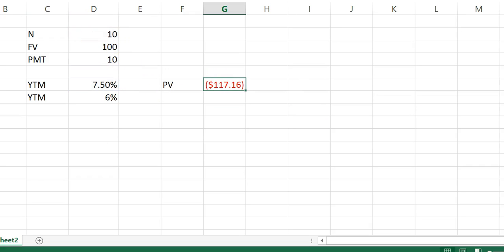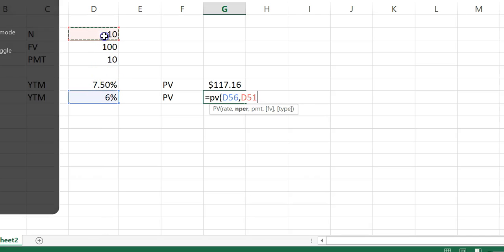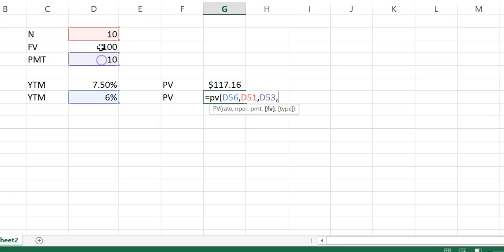And I'm going to put a little minus before that so we look at it as a positive number, because that's our price. And this is the second present value, so after the change of rate. So this is our rate of 6%, number of periods, payment, future value, and again I'm going to put a little minus here. Okay, so what's the change in price?